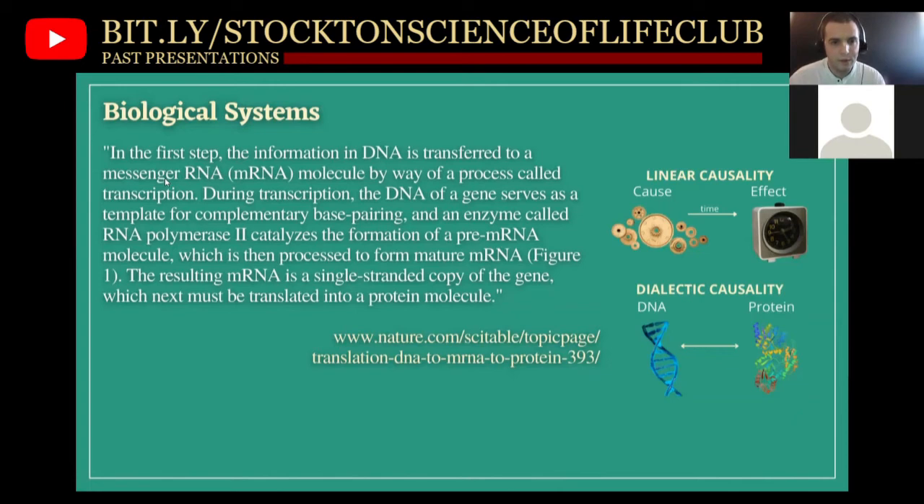So here we find some description of what we mean by that. Essentially, we're just describing how DNA causes protein. In the first step, the information in DNA is transferred to a messenger RNA molecule by way of a process called transcription. During transcription, the DNA of a gene serves as a template for complementary base pairing, and an enzyme called RNA polymerase 2 catalyzes the formation of a pre-mRNA molecule, which is then processed to form mature mRNA. The resulting mRNA is a single-stranded copy of the gene, which next must be translated into a protein molecule. So we're just showing that DNA causes the protein.